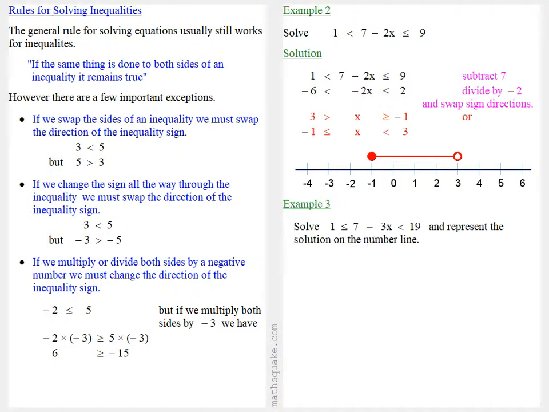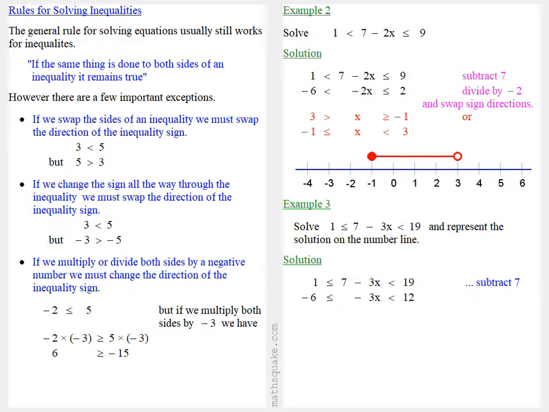Now in example 3, solve 1 is less than or equal to 7 minus 3x, which is less than 19, and represent the solution on the number line. Well, we start with 1 is less than or equal to 7 minus 3x, which is less than 19, and we want to get the x term on its own in the middle. So we're going to subtract 7 from each side. So the left side, 1 minus 7 is -6, is less than or equal to. In the middle term, the 7 disappears. And on the right-hand side, we've got 19 take away 7 is 12.